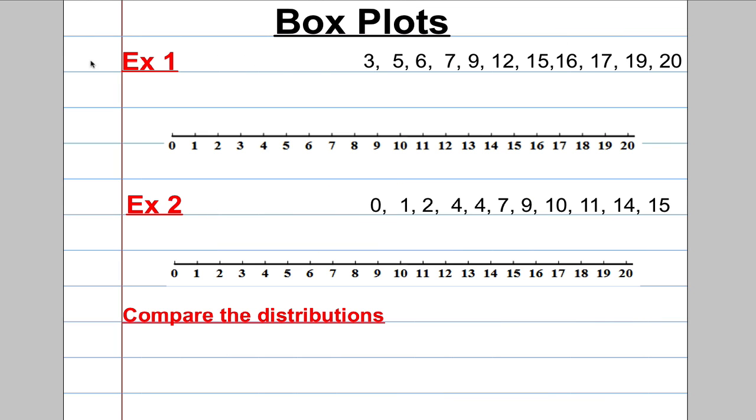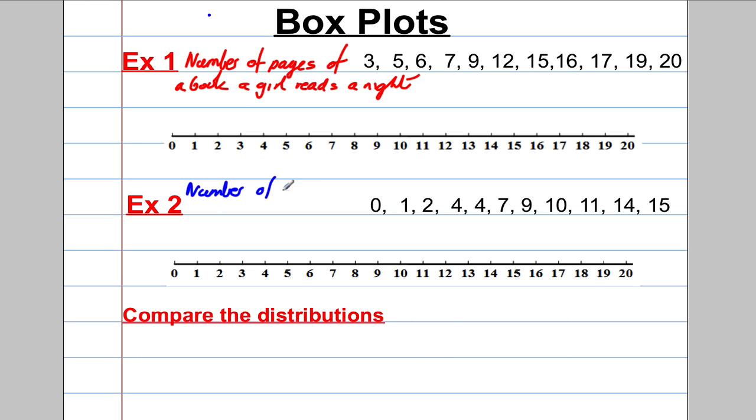Okay, first one. Imagine I gave you a list of data items. Say this was something like the number of pages of a book a girl reads a night. And this one's the exact same, but the number of pages a set of boys read each night. Okay, here are the data items.